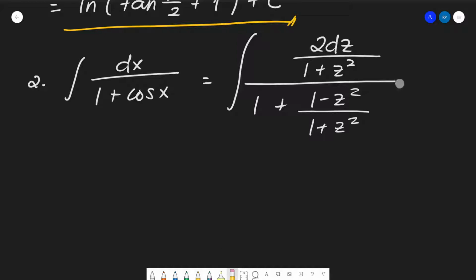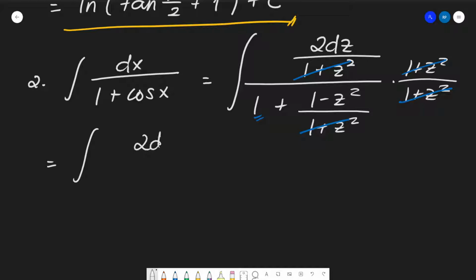So, that is the substitution that happened. We just multiply by 1 plus z squared over 1 plus z squared. Obviously, the denominators will cancel. Then, again, here we multiply by 1 plus z squared. So, what will be our new integral? 2dz over 1 plus z squared plus 1 minus z squared. And obviously, the z squared will cancel here.